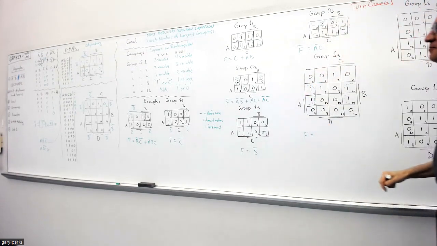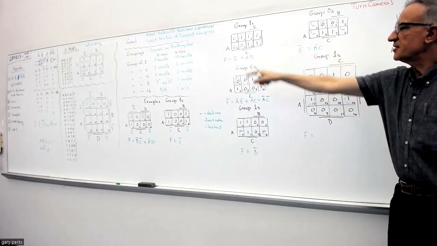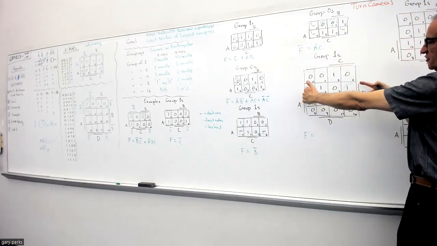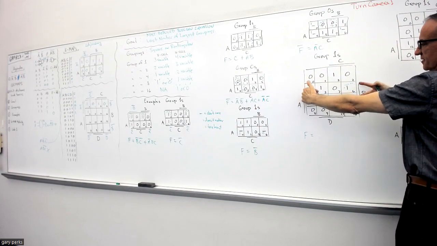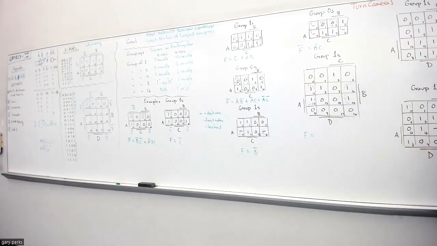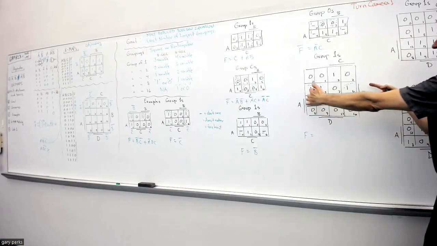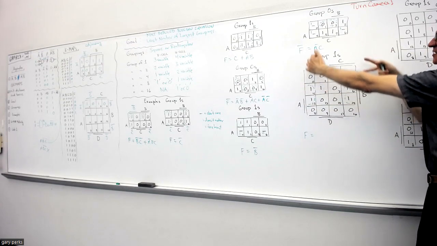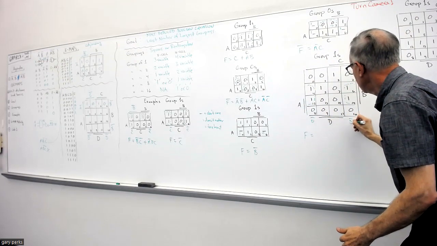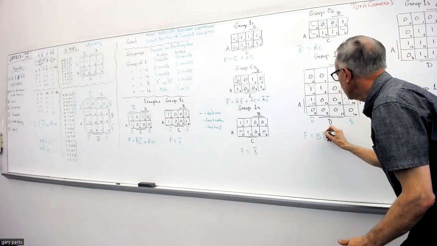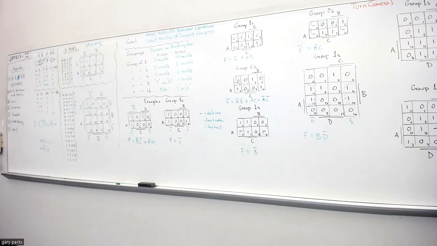So a 4 grouping in a 16-cell gives you 2 variables. What 2 variables are common to this 4 grouping? B, I heard B. B, what else is common? Not D, right? Remember, not D is here. All right, so that takes care of those 4 ones.